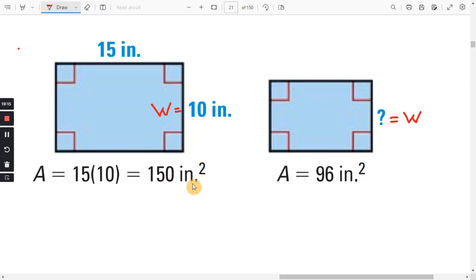So they gave us the areas. And we said at the beginning, the ratio of the sides squared equals the ratio of the areas.